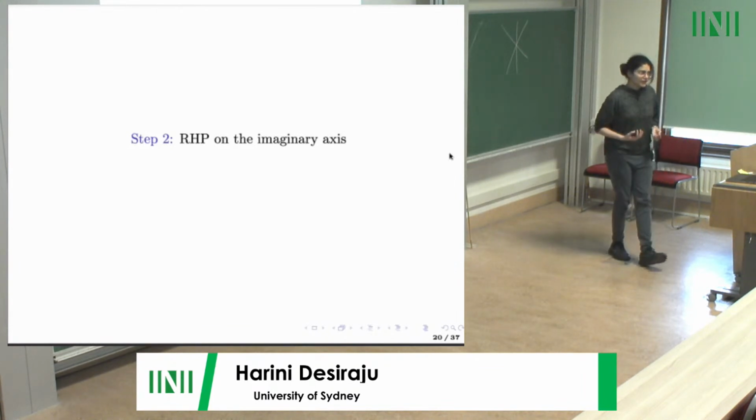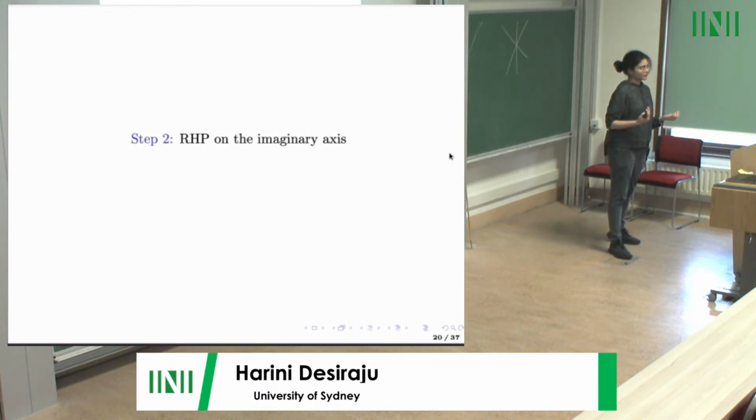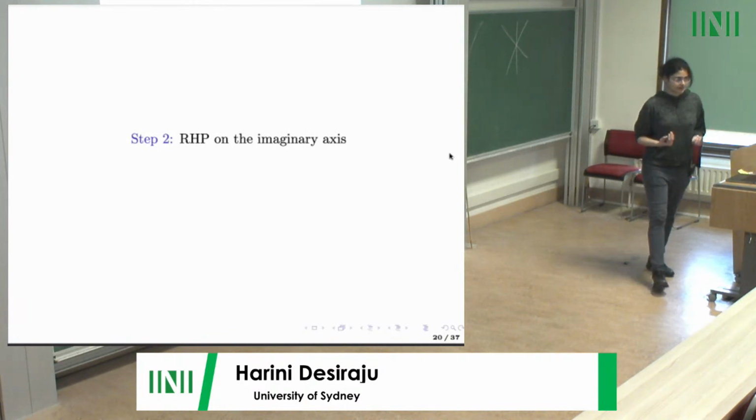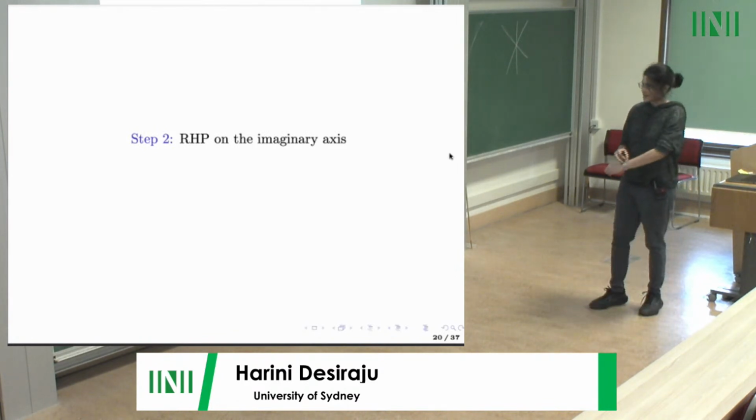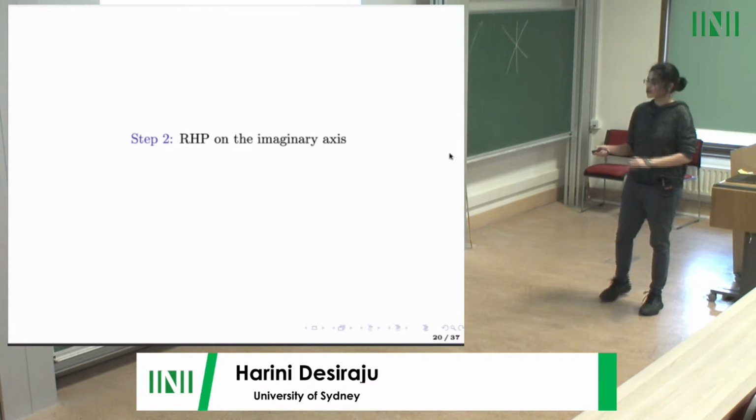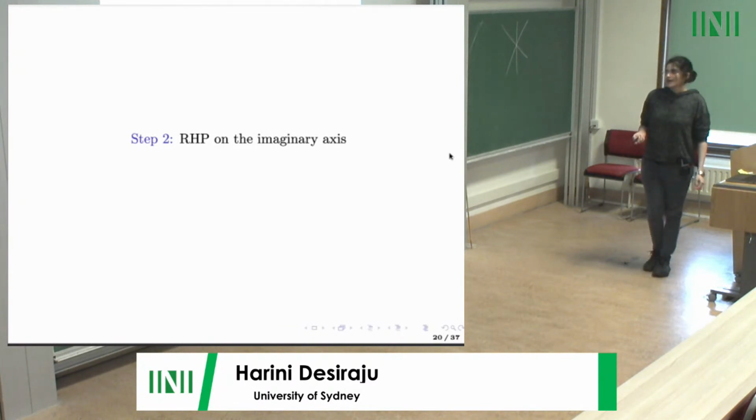Now, the problem reduces to: can I define a better Riemann-Hilbert problem with these local solutions? Can I do something better? Because at this point, this isn't too manageable for me.